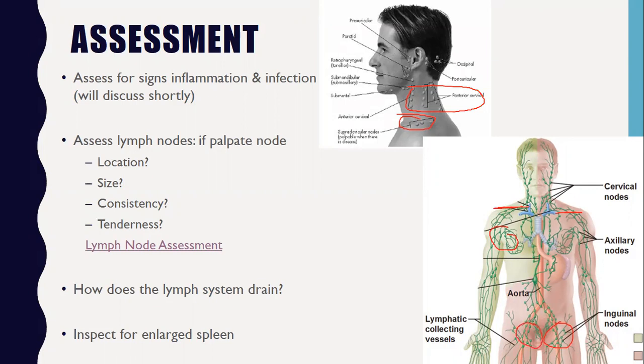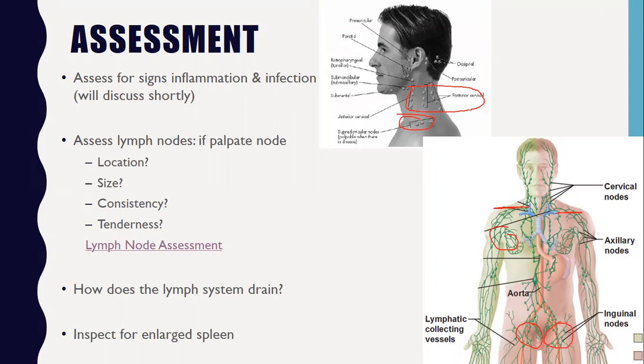So when we palpate these lymph nodes, we're going to note the location. We're looking to see, are they enlarged? What is the size? You would need to describe the size and the consistency. So like, is it spongy? Is it hard? Is it moving back and forth? And then is it tender to the patient? I'm going to finish up this slide, and then we'll talk about this lymph node assessment. I'll show you guys a video.